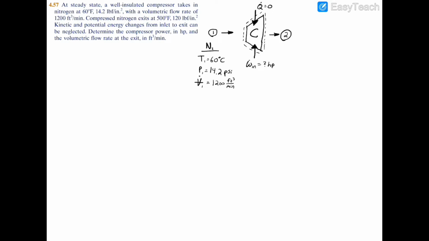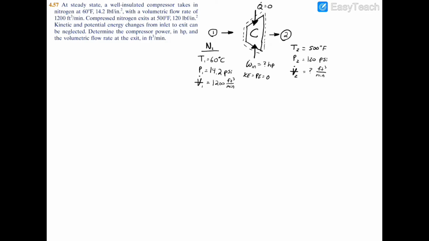And now at the exit, we have T2. Also nitrogen, of course. T2 equals 500 degrees Fahrenheit. We have P2 equals 120 psi. And then the volumetric flow rate at the exit is what we're actually looking for. So that's some number, and that's going to be in cubic feet per minute. And last but not least, we have that the kinetic energy is equal to the potential energy, which actually equals 0.